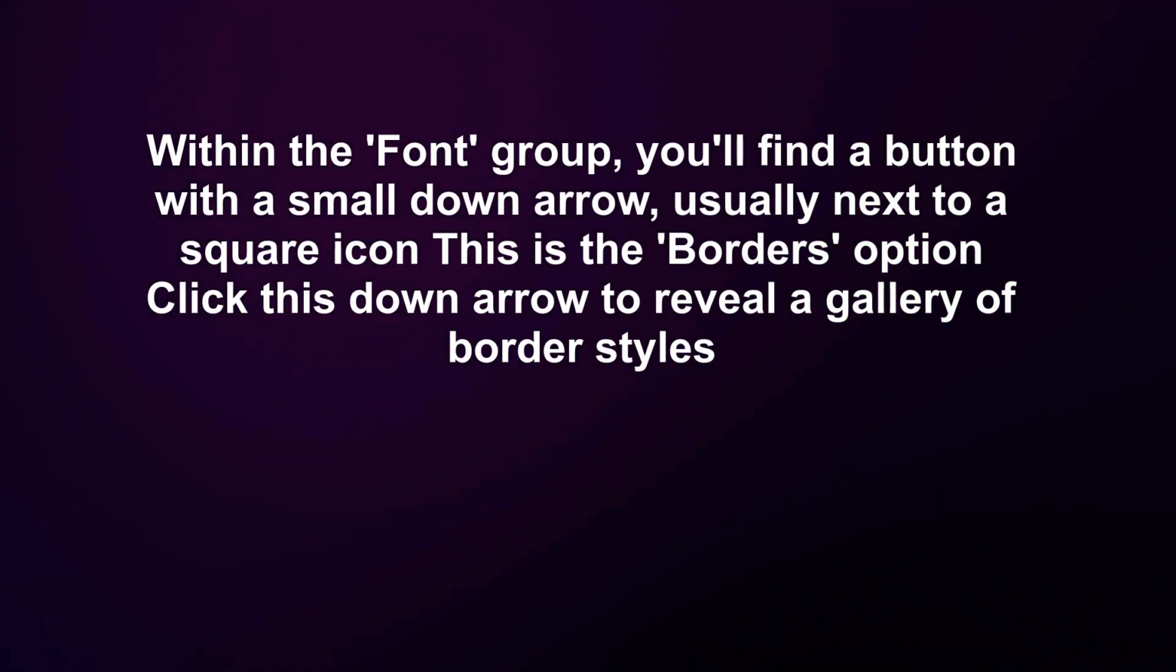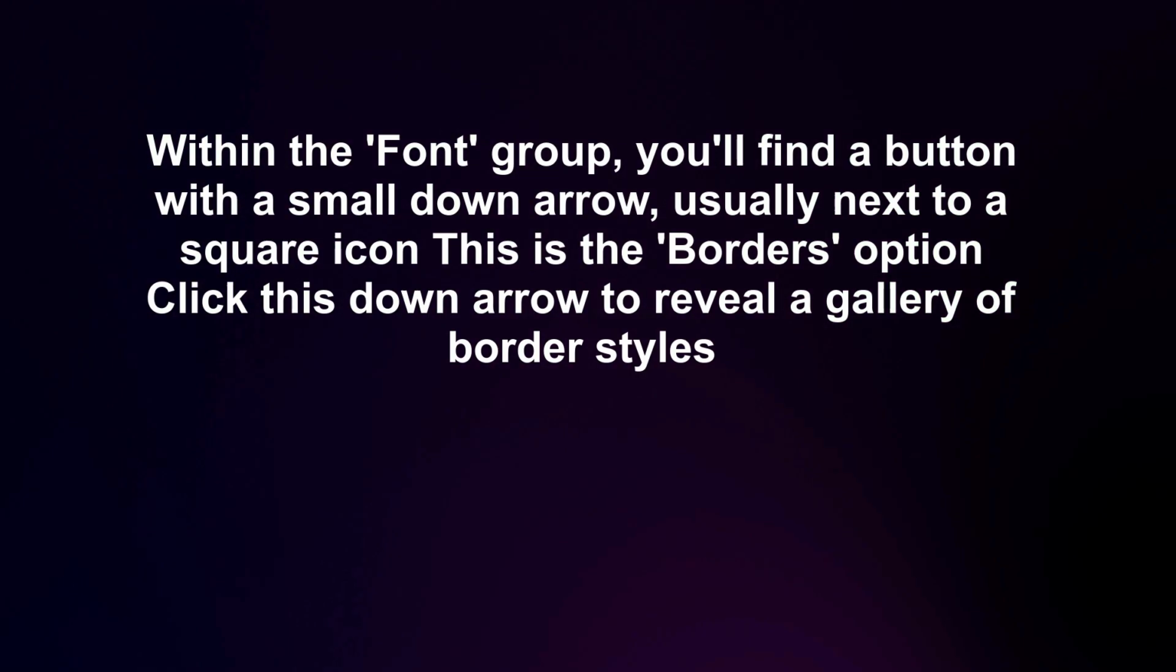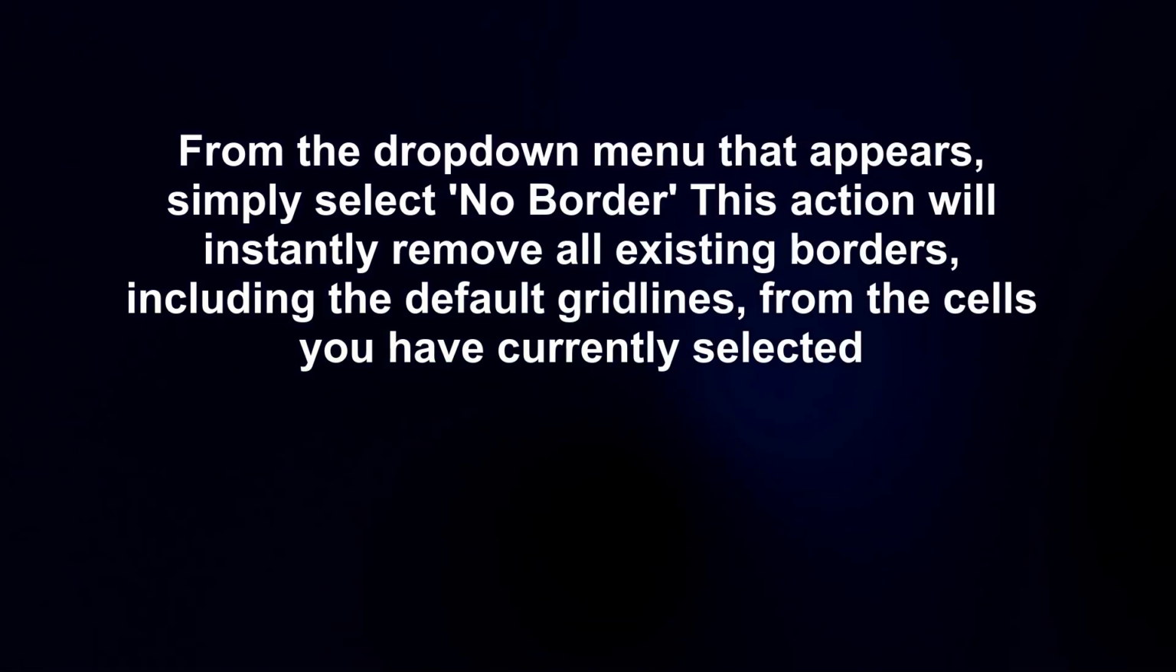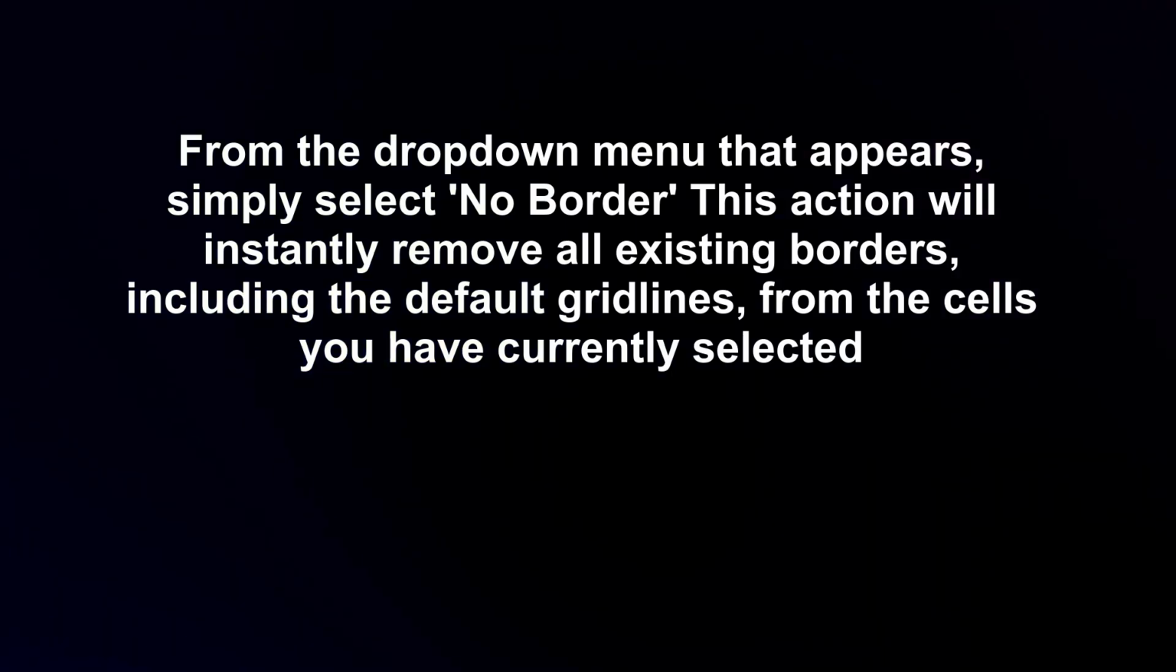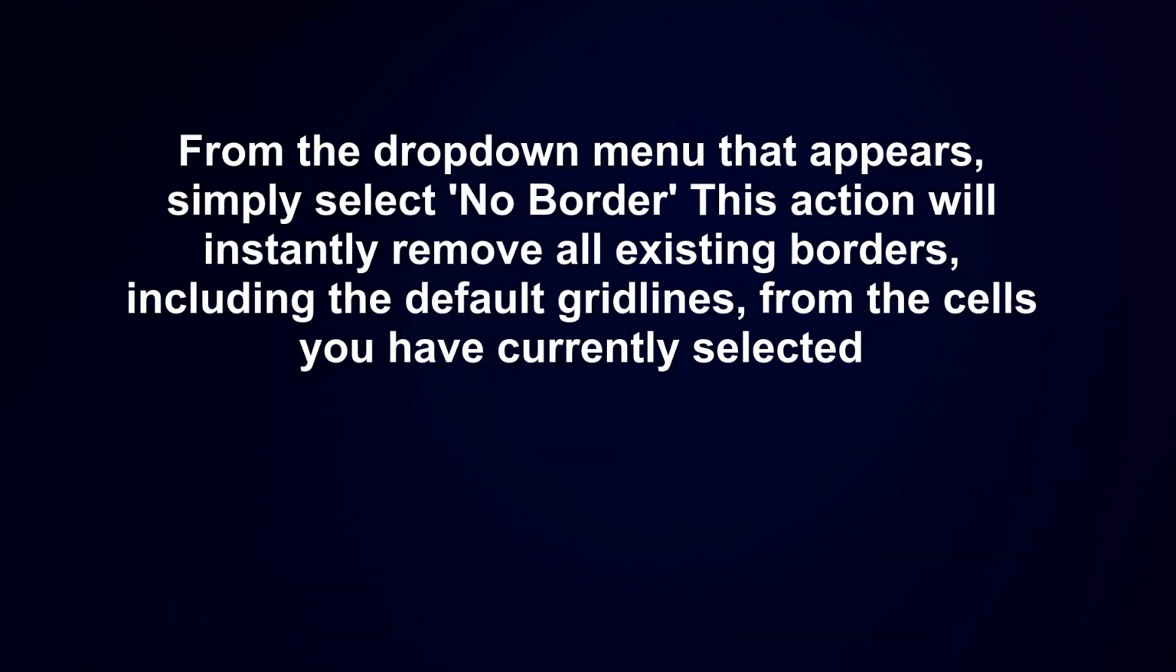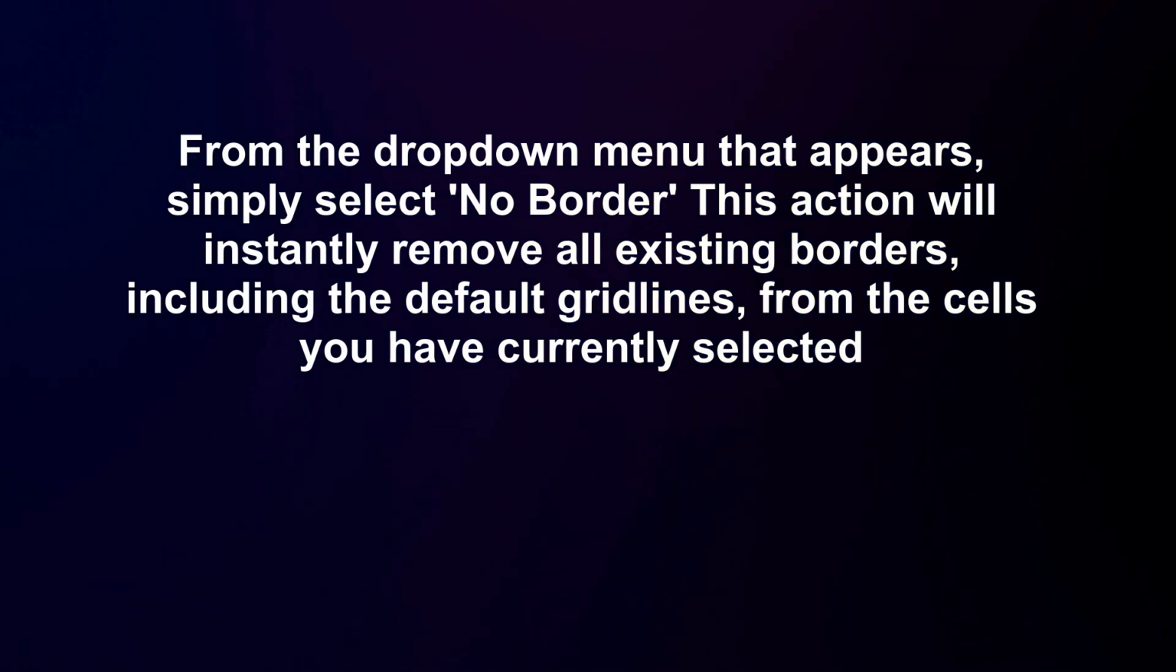Click this down arrow to reveal a gallery of border styles. From the drop-down menu that appears, simply select No Border. This action will instantly remove all existing borders, including the default grid lines, from the cells you have currently selected.